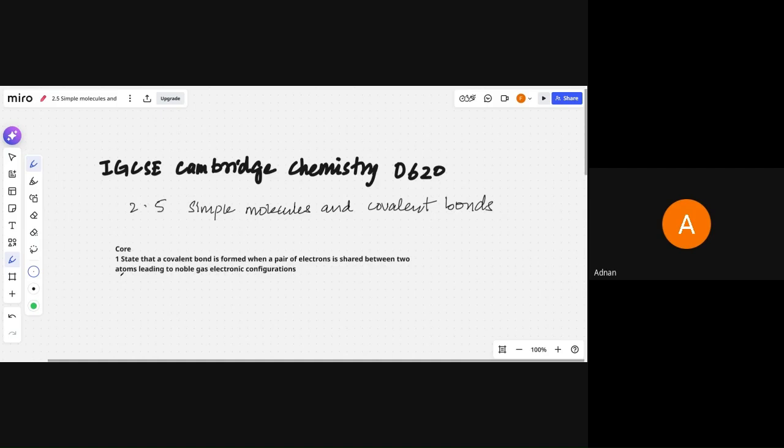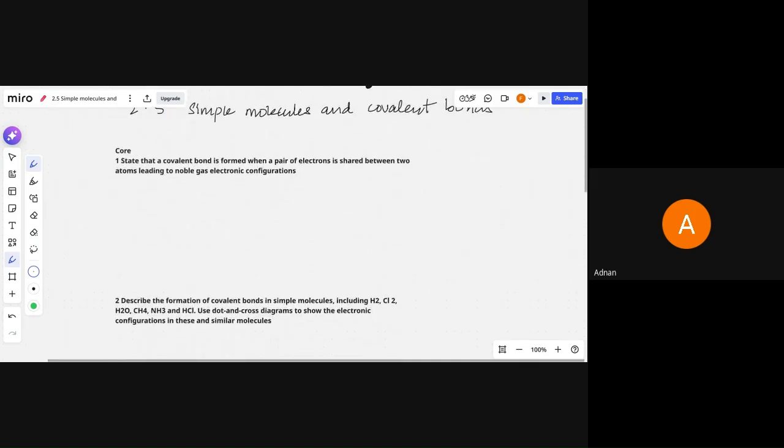Okay, so the first two topics I will explain together, I will merge them because they are connected. State that a covalent bond is formed when a pair of electrons is shared between two atoms, leading to a noble gas electronic configuration. This topic requires you to memorize the definition of a covalent bond, in which two keywords are important. The first one is pair of electrons.